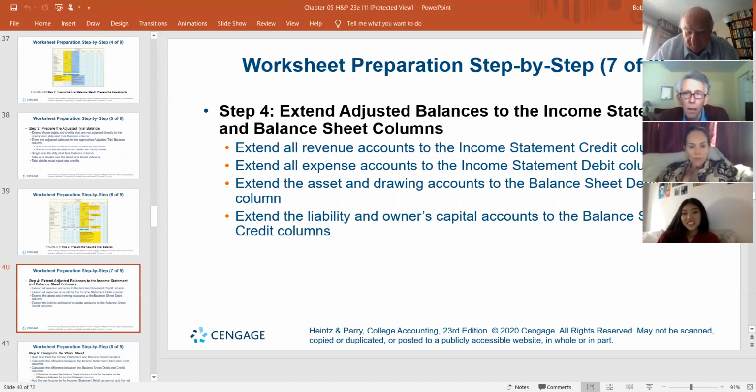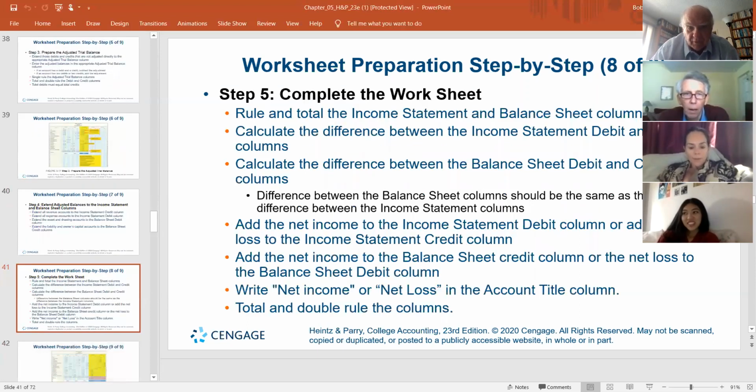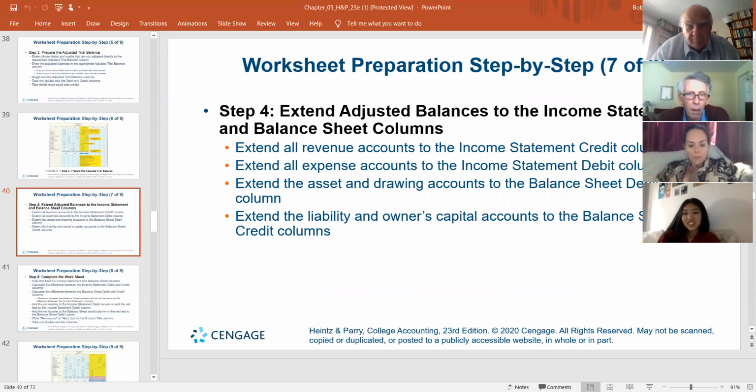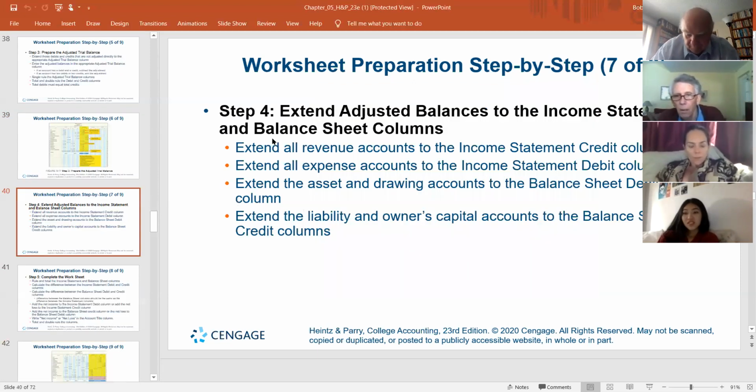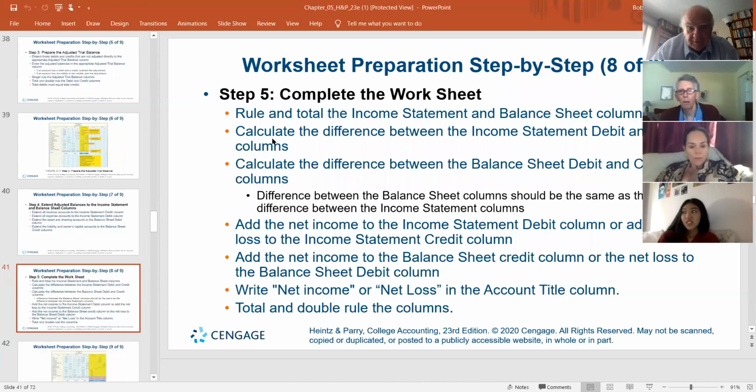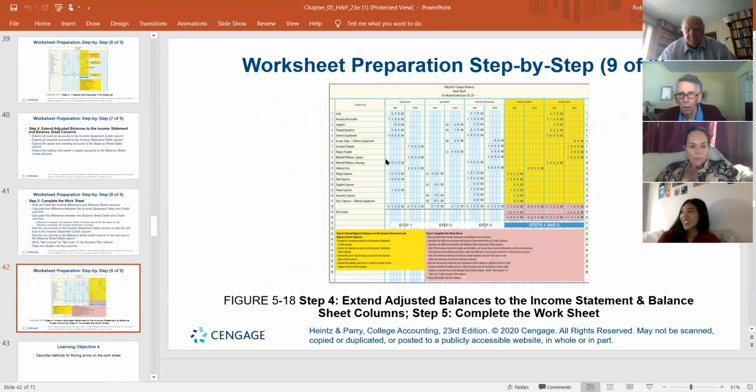Extend the adjusted balances to the income statement. Yeah, that's where we're going now. What they're saying here is when we get these two columns done, we can now do the income statement and balance sheet columns. So let's see if they give us a little demonstration. And here they're talking about ruling, and they're giving us some other rules that I think are better for me to just point out to us, okay?